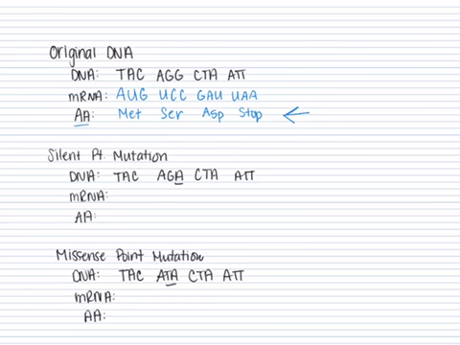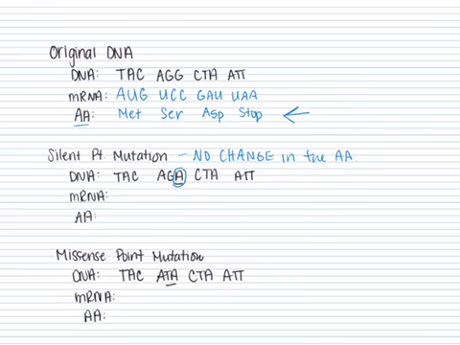Let's look at a silent point mutation. If you guys remember, a silent point mutation is where there is no change in the resulting amino acid. So let's see if that's true or not. Here is the change I made. I changed the C or the G from the original DNA to an A. So let's see if that affects us.